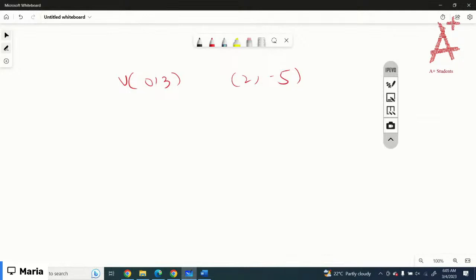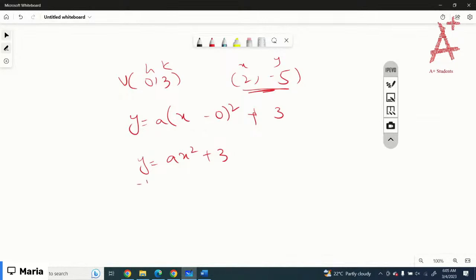So it would be y equals a times x minus h whole square plus k, where h is 0 and k is 3. So it would be y equals a x square plus 3. Got it? So now I'm going to use this point to calculate the value of a, where 2 is x and negative 5 is y.